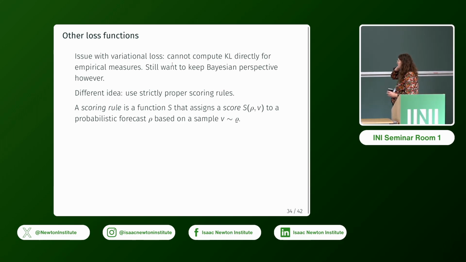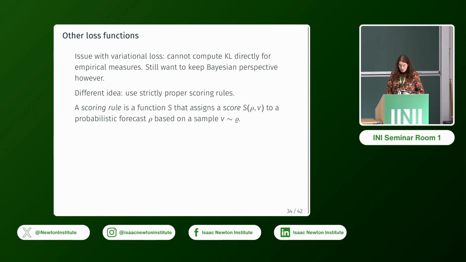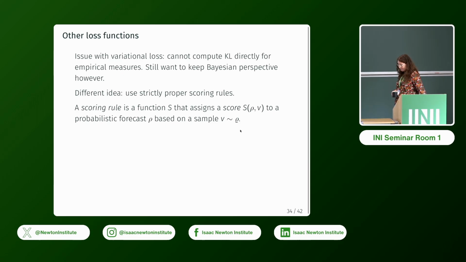There was a little bit of mention of scoring rules in Jeremiah's talk, but basically a scoring rule is a function that assigns a score to a probabilistic forecast. So we have this scoring rule, where the first argument is your probabilistic forecast, so it's a probability distribution, and the second argument is a point. This V is a sample that comes from a different probability distribution, which we'll call rho.